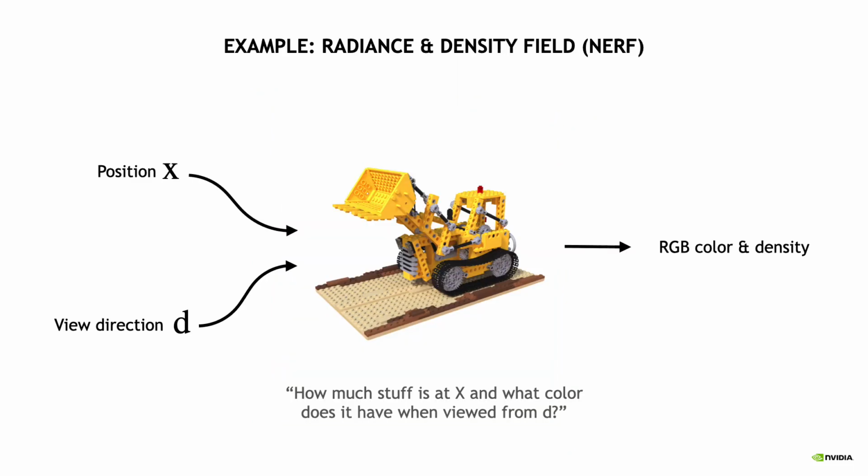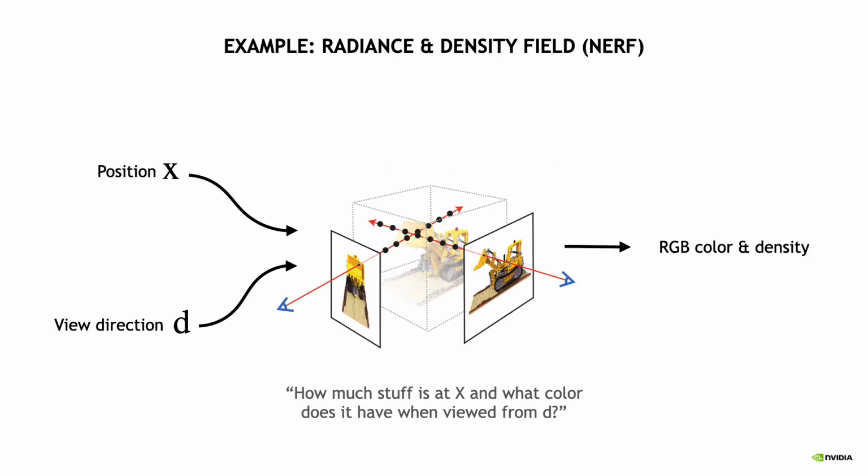Another example, radiance and density fields, also known as NeRFs. This primitive also takes a 3D position, but additionally the view direction. The output is how much stuff there is at that particular position, so how dense the object is there, as well as that position's color when viewed from the given direction. To render an image of this representation, you can use ray tracing, simply querying the graphics primitive at a bunch of steps along the ray and compositing the result.